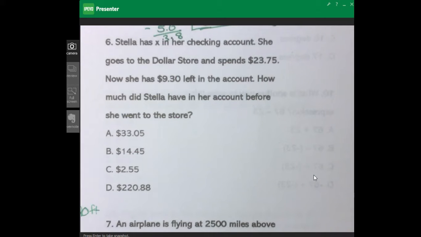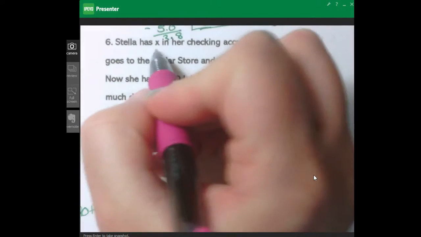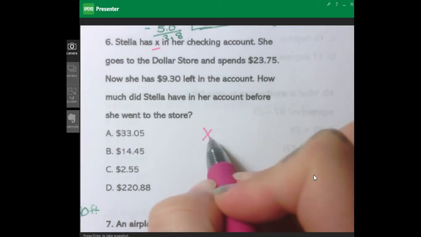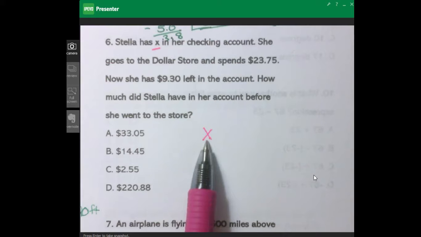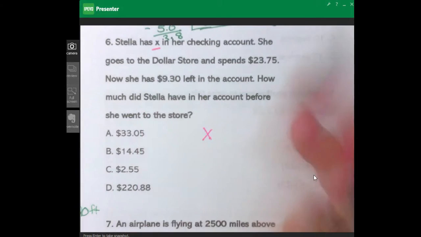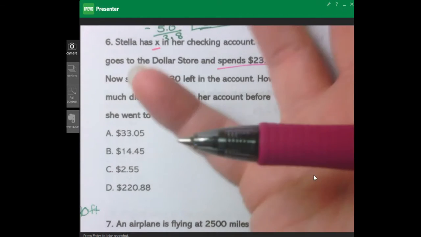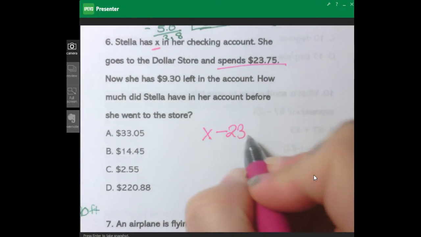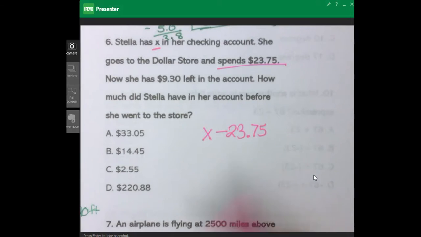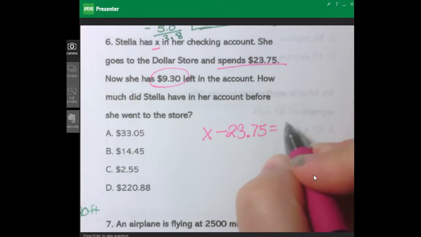One way that we can do this one is looking at the information that we have and writing an equation. So we know that she starts with X dollars. We don't know how much it is, so we're just going to represent that with the X. This is our unknown value. Well, then she goes to the dollar store and she spent $23.75. So she's spending money, so that money is coming out. So we're going to subtract 23.75. But when we do that, we know that she's left with $9.30.